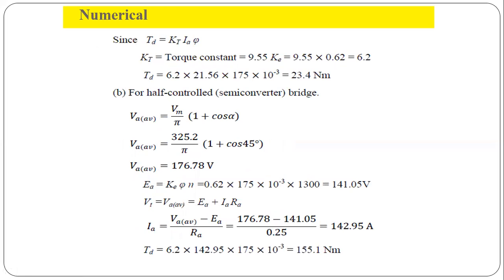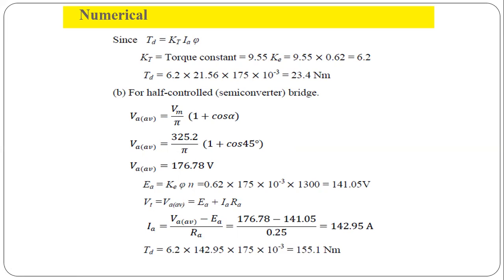Therefore, the deflecting torque is KT IA phi, where KT is the torque constant, given by 9.55 into 0.62, which is equal to 6.2. According to that, we can put this value and find out the value of deflecting torque, which will be 23.4 Newton meter. So this is all about the concept for the fully controlled rectifier.